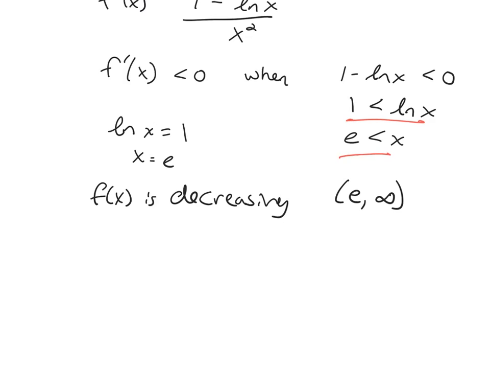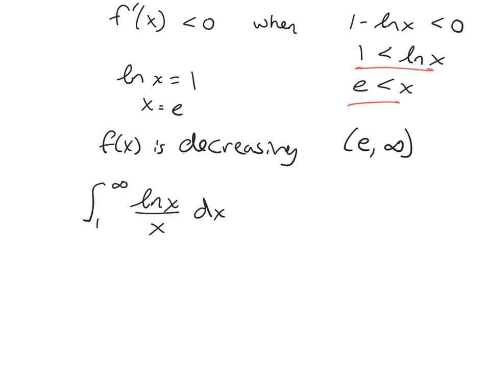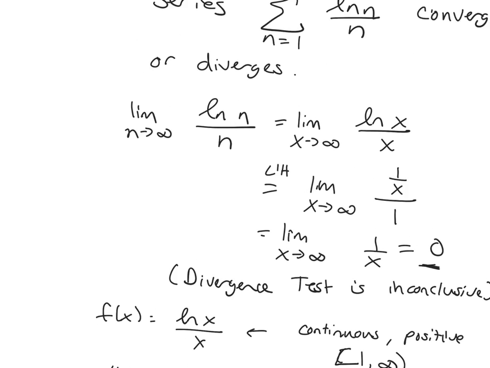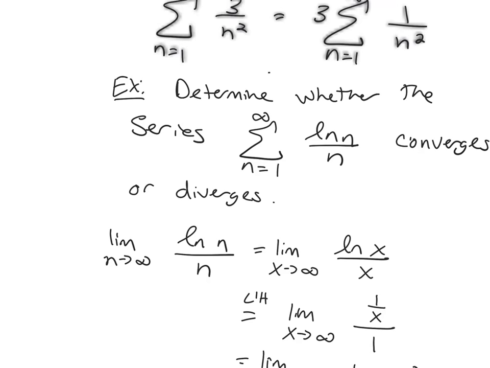So I have my 3 conditions: continuous, positive, decreasing. We can actually use the integral test now. Integrate from 1 to infinity, ln of x over x. And we need to compute this improper integral. Why are we not integrating from e to infinity? Because the bounds come from the ones that are on your series to begin with. Oh, here and here. Yeah.